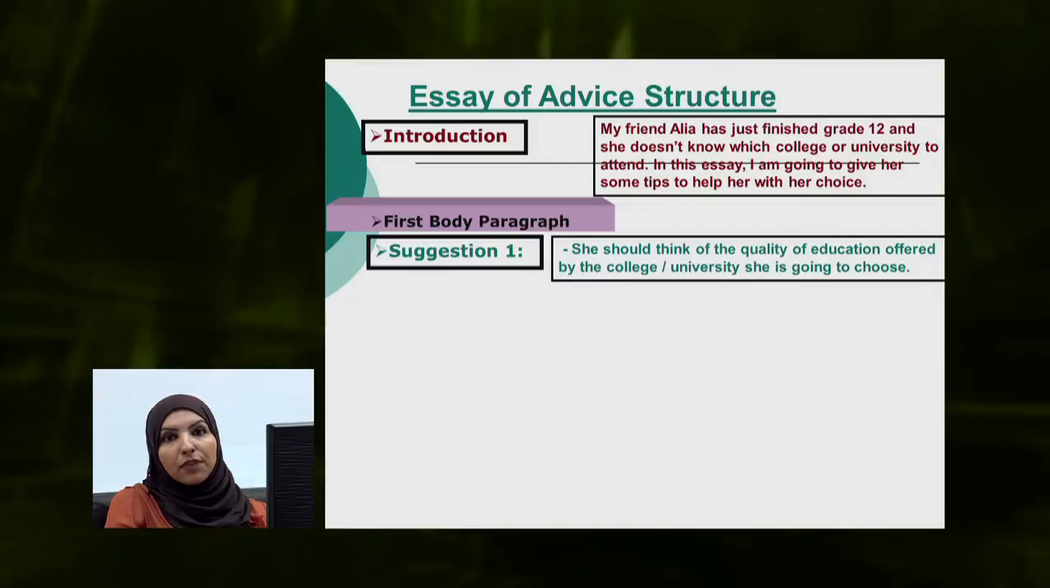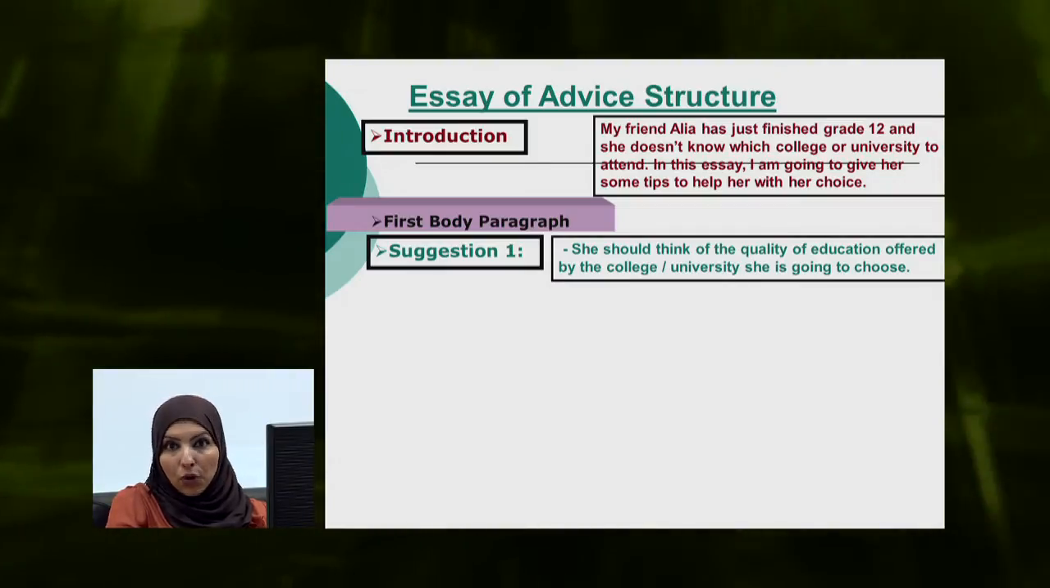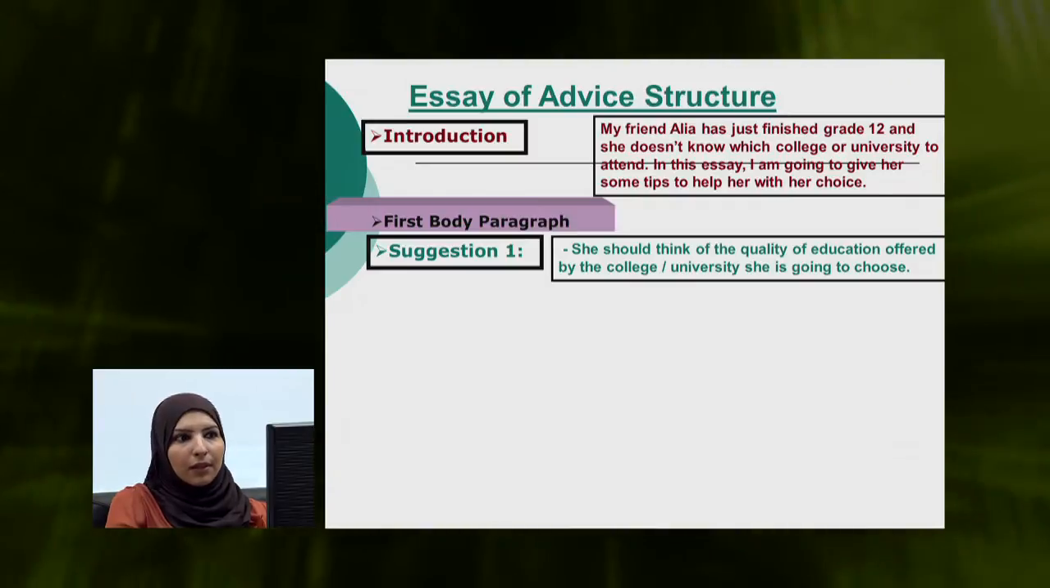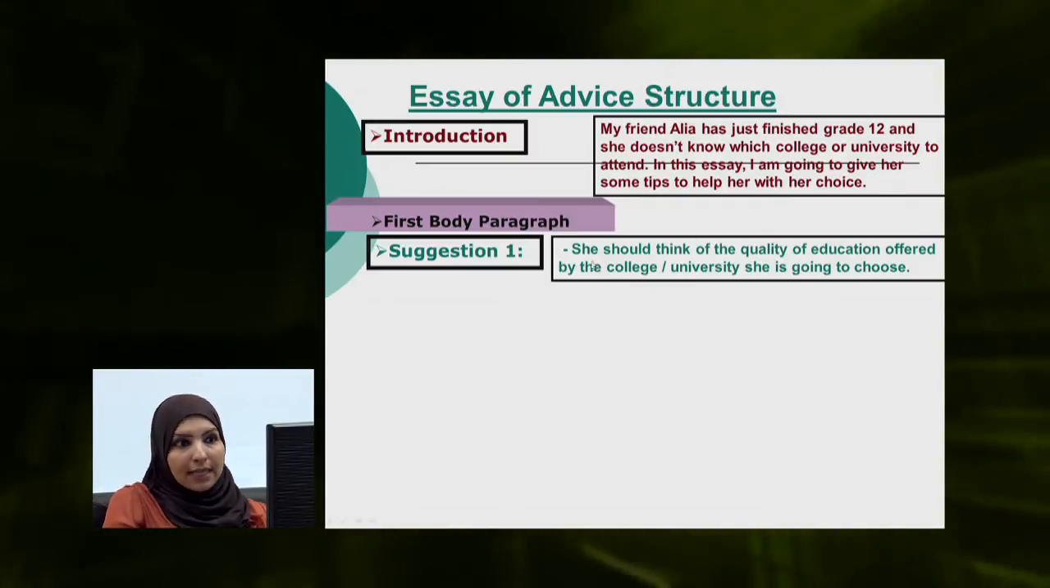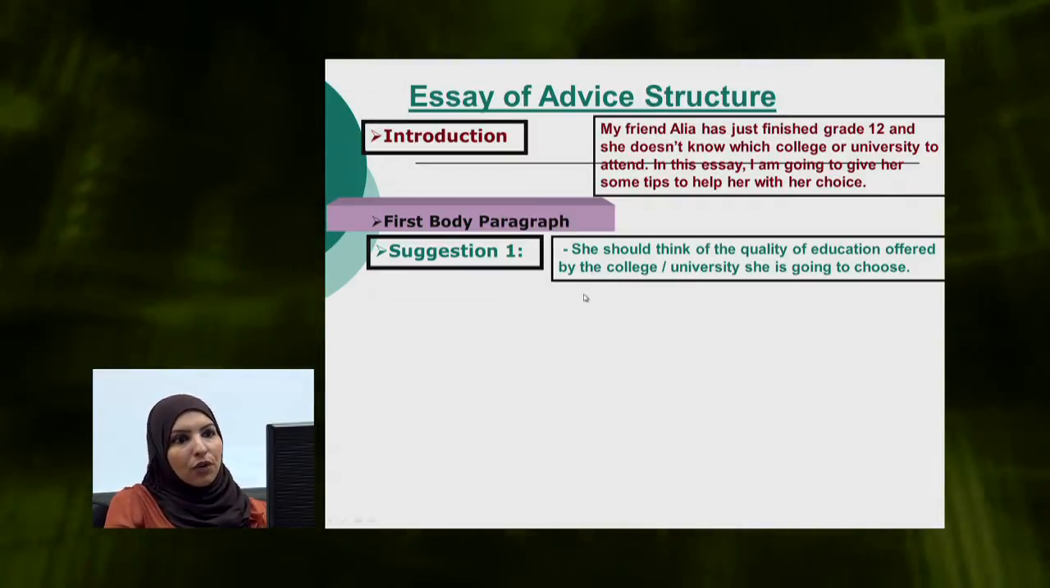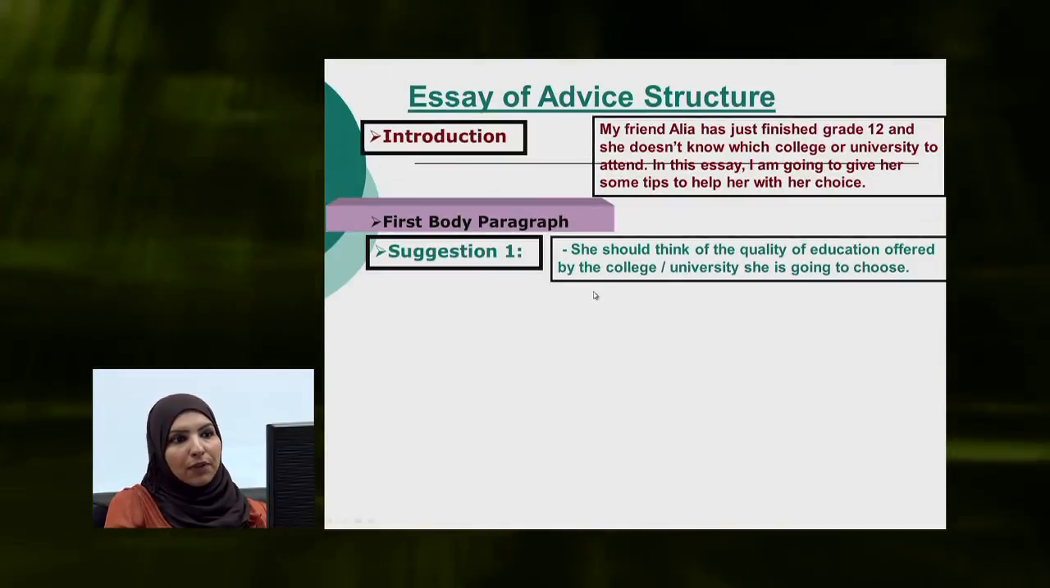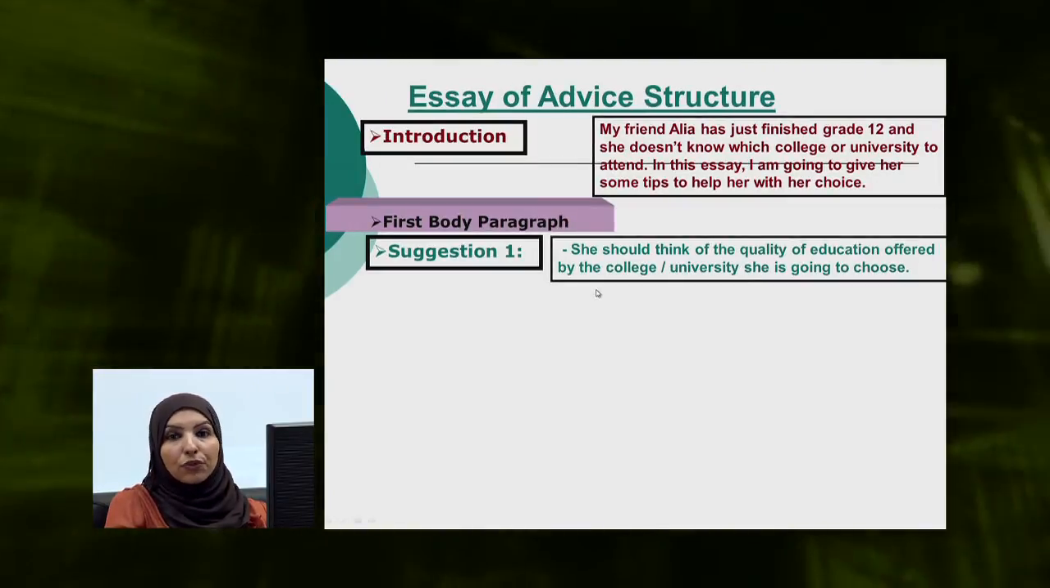After that comes your first body paragraph. And inside this body paragraph, you are going to give your first suggestion and you are going to support it with details, examples, and a quote. For example, the first suggestion is, she should think of the quality of education offered by the college or university she's going to choose.